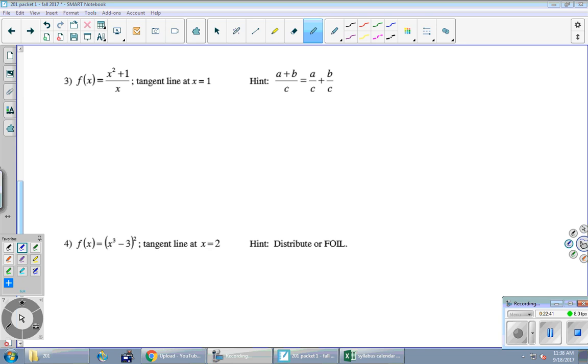So I wanted to make a couple of observations about what I've seen. This topic right here is a really important one for us, and we've got to make sure we get it down. We're going to be doing a lot of derivative calculations with these shortcut rules throughout the whole semester.